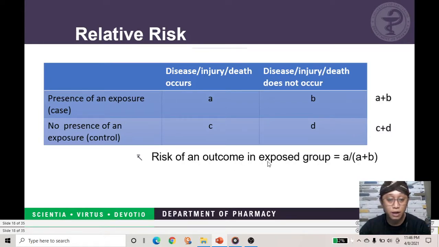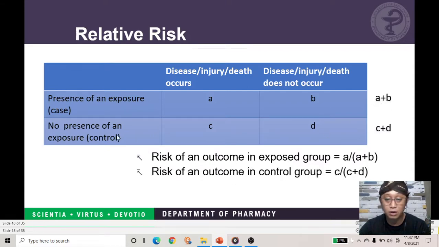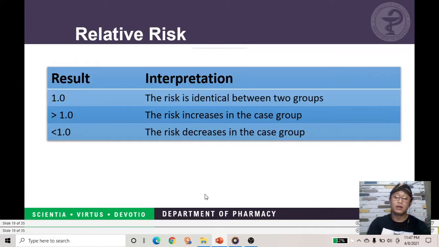The risk of an outcome in the exposed group, so we observe the disease, injury or death, is represented by A divided by A plus B, the total. And the risk of an outcome in the control group is C divided by C plus D. When we create the ratio between these, we find the risk ratio. As for the interpretation, if we have a value of 1, then the risk is identical between the two groups.